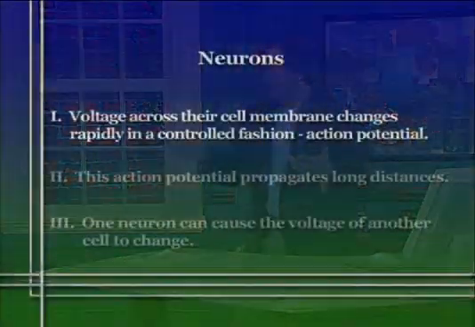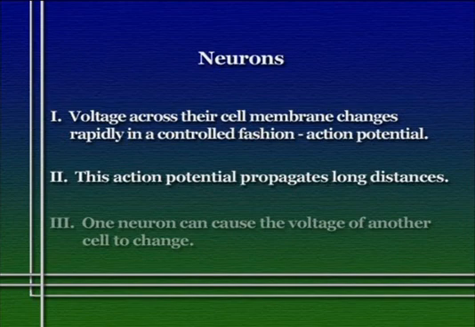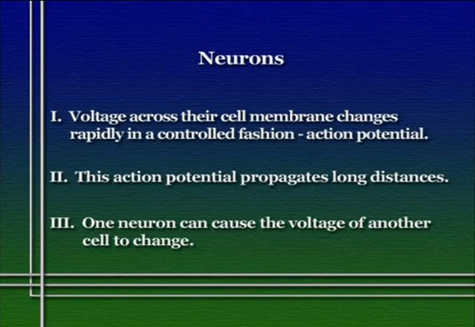These specializations included, you'll recall, first, the ability to produce an action potential. That's the rapid and stereotypic change in membrane potential that neurons use to send signals. Second, the ability to propagate that action potential from one place to another along the long axon of a neuron. And third, the ability to cause a change in the membrane voltage of another cell. And that's what the synapse was responsible for doing.